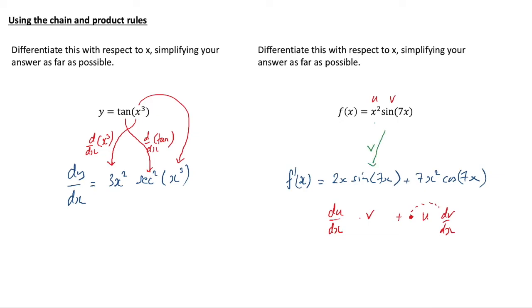I'll go through the bits so you can see how that's come about. So first of all, our v is just sine of 7x, so we've written that. Our du dx, which we've put before the v because of convention, is the x squared differentiated, so that's our u differentiated, giving us 2x. And then for the other half, what have we got? Well, first of all, the x squared, or our u, we just write down. Then we have to think about differentiating v, or sine of 7x.